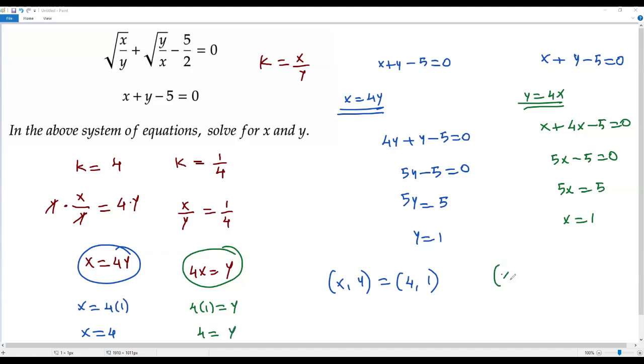Now I got the second solution for the given system, that is x equals to 1 and y equals to 4. So I got two solutions for the given system. One is 4 comma 1 and the other one is 1 comma 4.